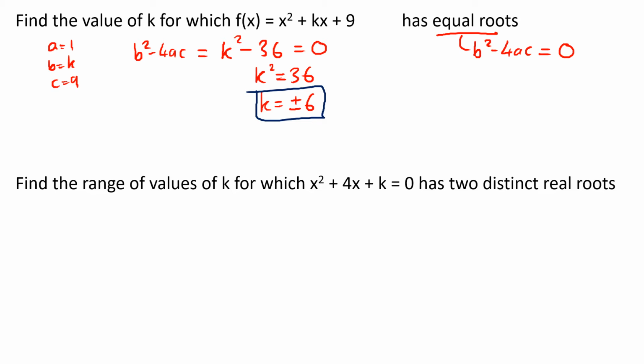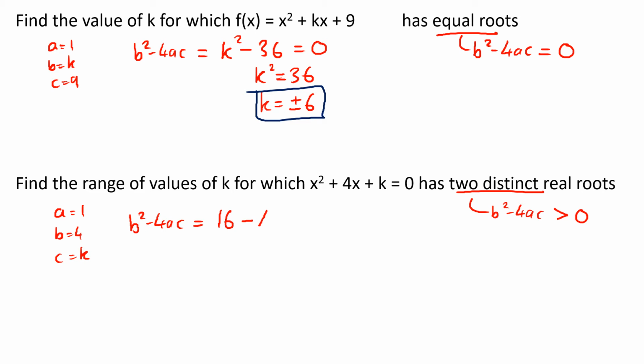Find the range of values of k for which this has two distinct real roots. So, two distinct real roots, that's b squared minus 4ac is greater than 0. So let's work it out then. We've got a is equal to 1, b is equal to 4, and c is equal to k in this case. So b squared minus 4ac is equal to 16 is our b squared, minus 4 times 1 times k, so minus 4k is greater than 0.